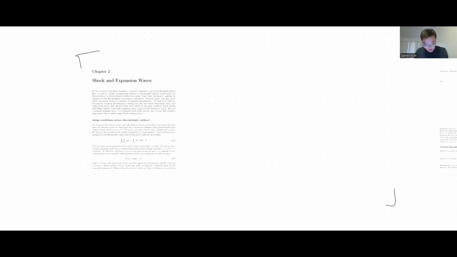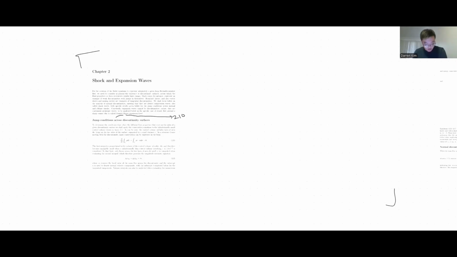We shall focus below on the analysis of normal discontinuities, showing that they are always compressive waves, also called shock waves, with the specific result given below for jump conditions across normal and oblique shocks. Conversely, expansive waves cannot be discontinuities. Rather, they are continuous isentropic waves to be analyzed below. The specific case of a steady flow around a sharp corner is shown in figure 2.1a, I believe.